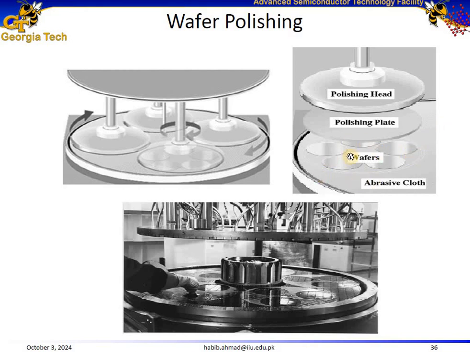And then we have the wafers over here. You can also see the wafers in the actual process. Typically silicon wafers are being polished in this setup. The wafers are mounted on the polishing head, and during the process they come into contact with the abrasive cloth.